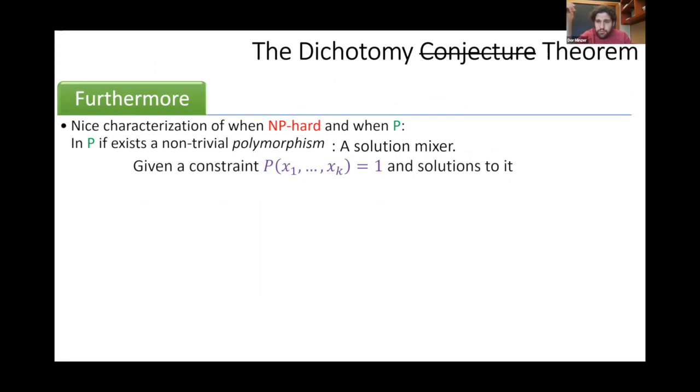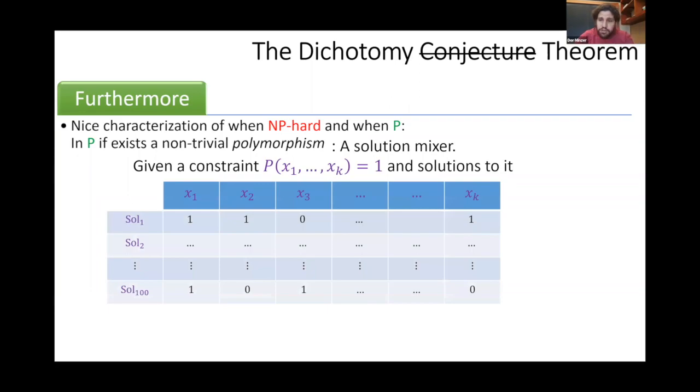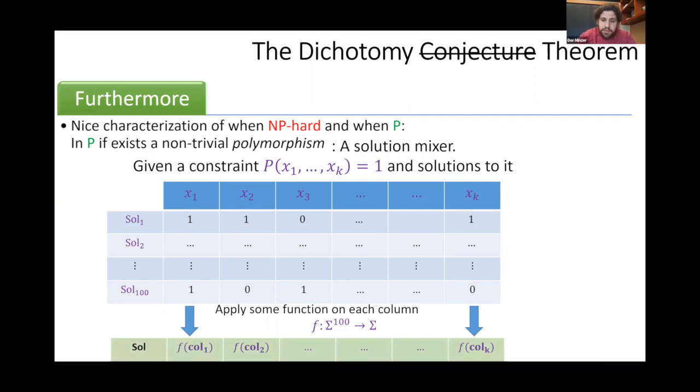So suppose we have some constraint, some predicate P applied on k variables is equal to 1, and we have a bunch of solutions to it. And I'm going to think about these solutions as the rows of some matrix. So in this matrix, I have 100 rows corresponding to 100 solutions, and each column corresponds to a variable. And then on the 1,1 entry, it tells me what is the value of x1 in solution 1, in the entry 1,2, it tells me what is the value of x2, and so on and so forth. So I have this table, each one of the rows is a solution. And now what I want to do is take some function that is going to be applied on the columns, and apply it. And if I do that, I get yet another vector of length k with values from sigma.